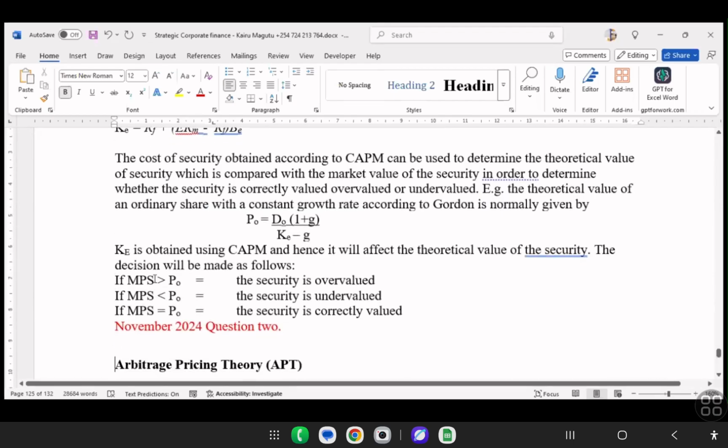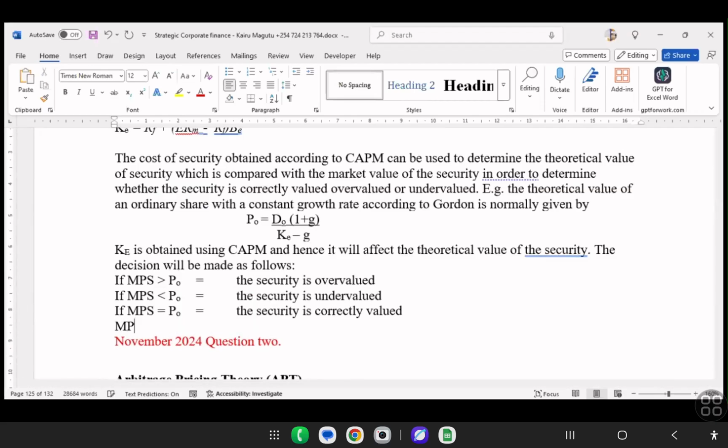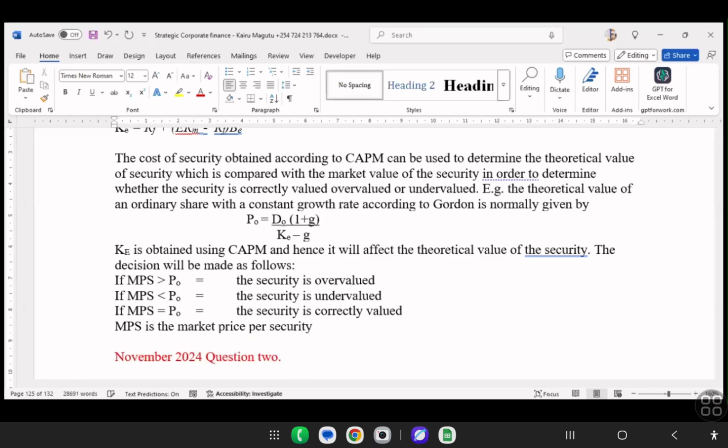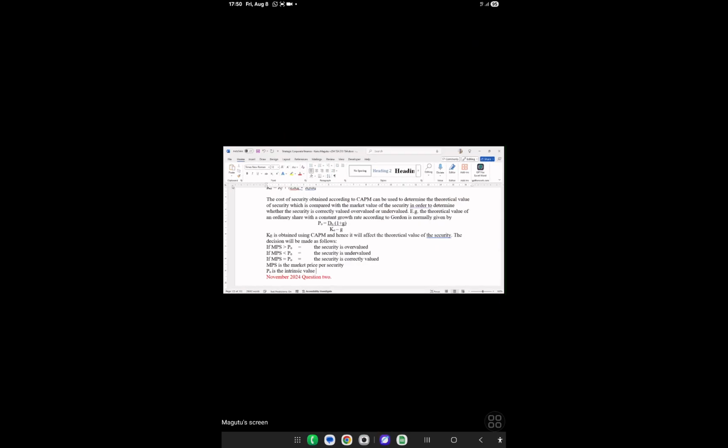So what are we saying? Let me put it here. MPS is the market price per security, while P naught is the intrinsic value. This is my P naught. We say that is the intrinsic or the real value. So we are comparing the market price per security with the intrinsic value.